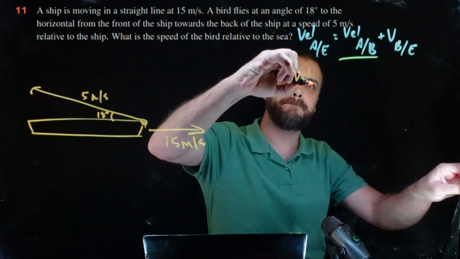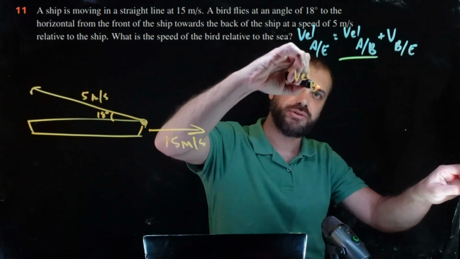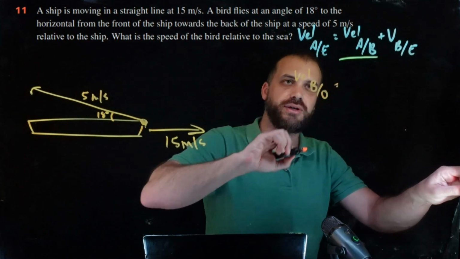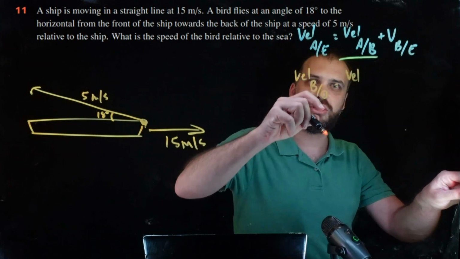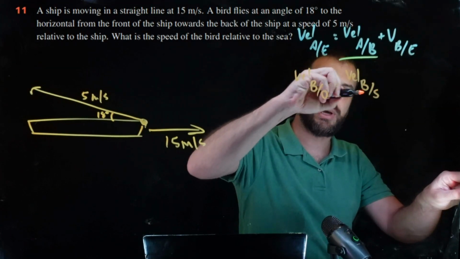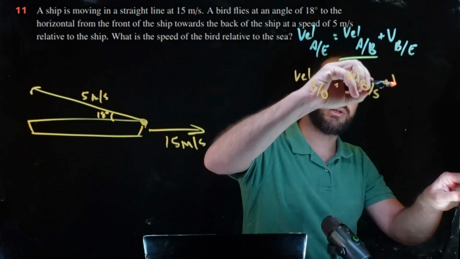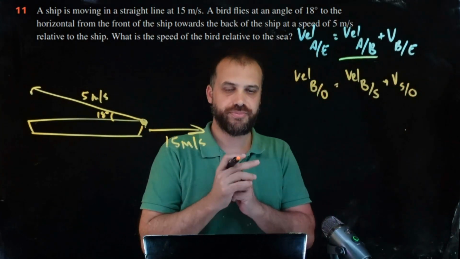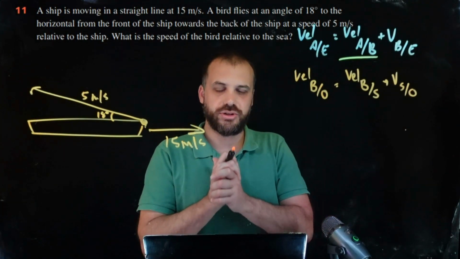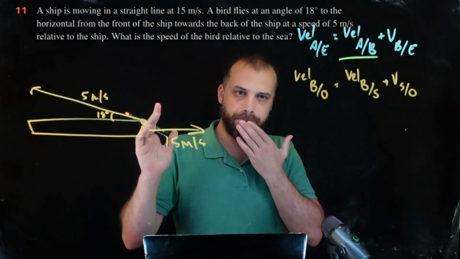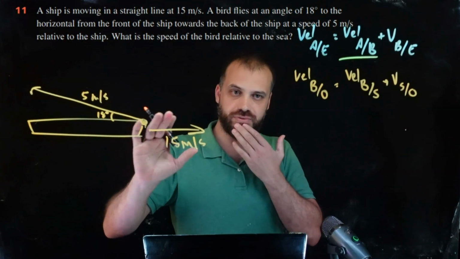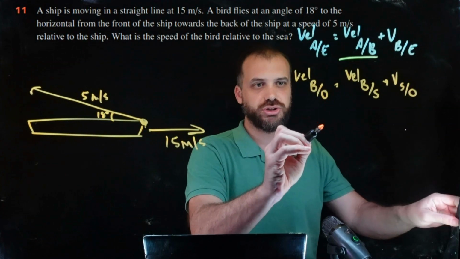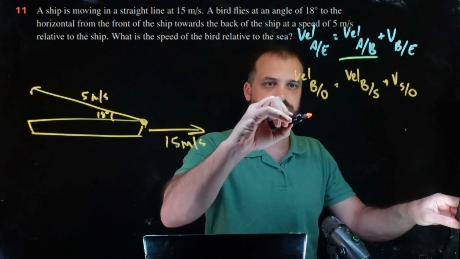Velocity of the bird, B for bird, relative to the sea. Let's go O for ocean. The velocity of the bird relative to S for the ship, plus the velocity of the ship relative to O for ocean. Okay, so the velocity of the bird relative to the ocean is unknown. We don't know this.